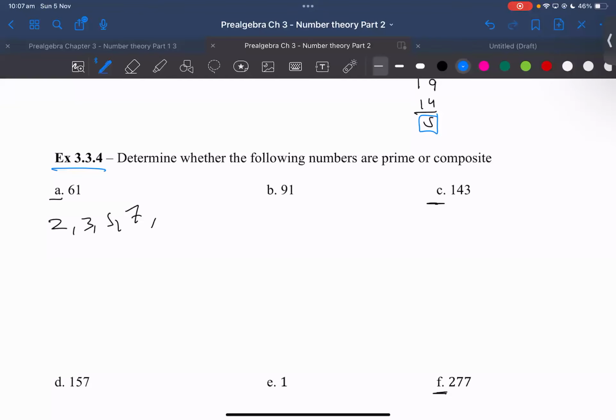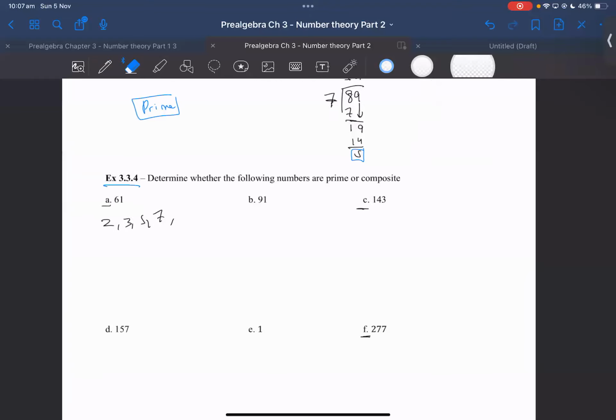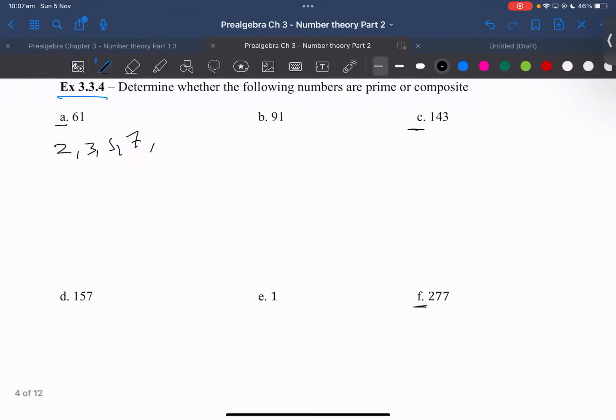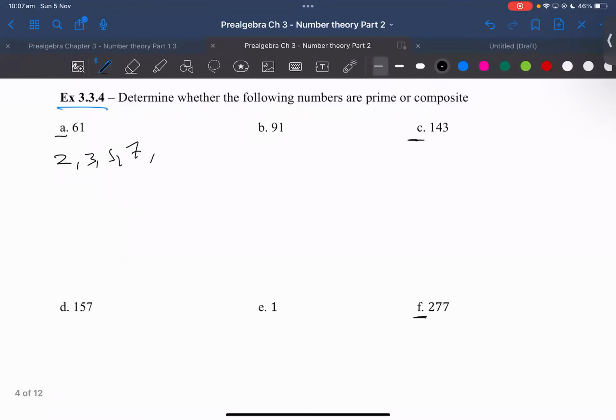All right, we'll go through these now. So for A, for 61, to see if it's prime or not, we only need to check 2, 3, 5, 7, because the next one, 11 squared, is too big.